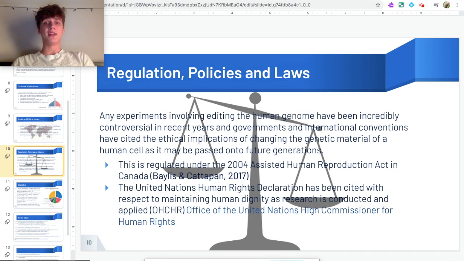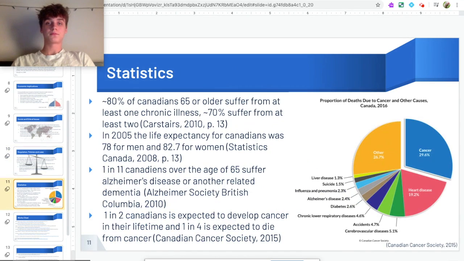Also, even the United Nations has cited their Human Rights Declaration with respect to maintaining human dignity as research is conducted and applied. And this was actually cited by the Office of the United Nations High Commissioner for Human Rights, in effect, trying to maintain human dignity and maintain the rights of a population if the genome is edited.